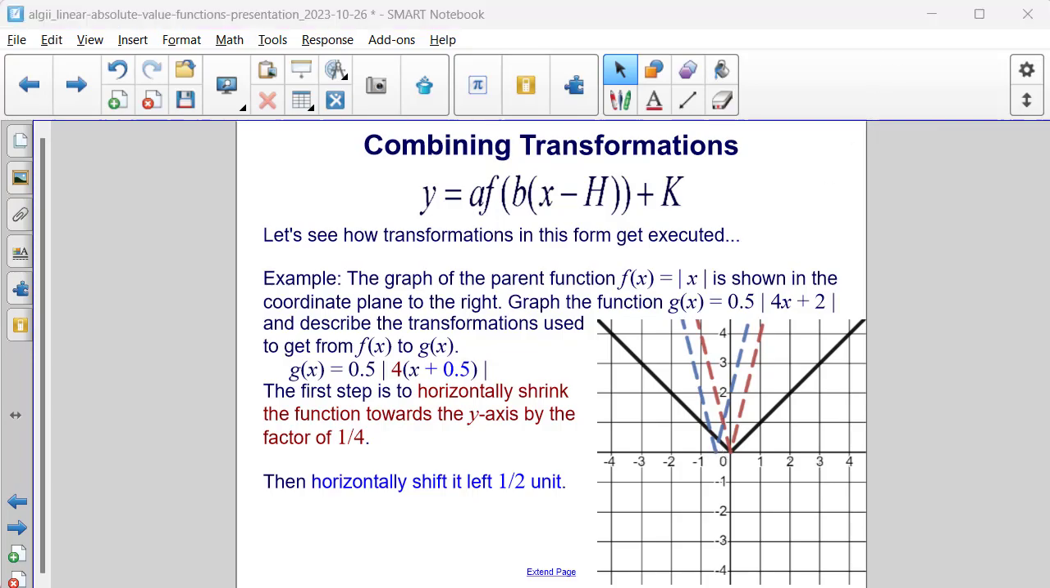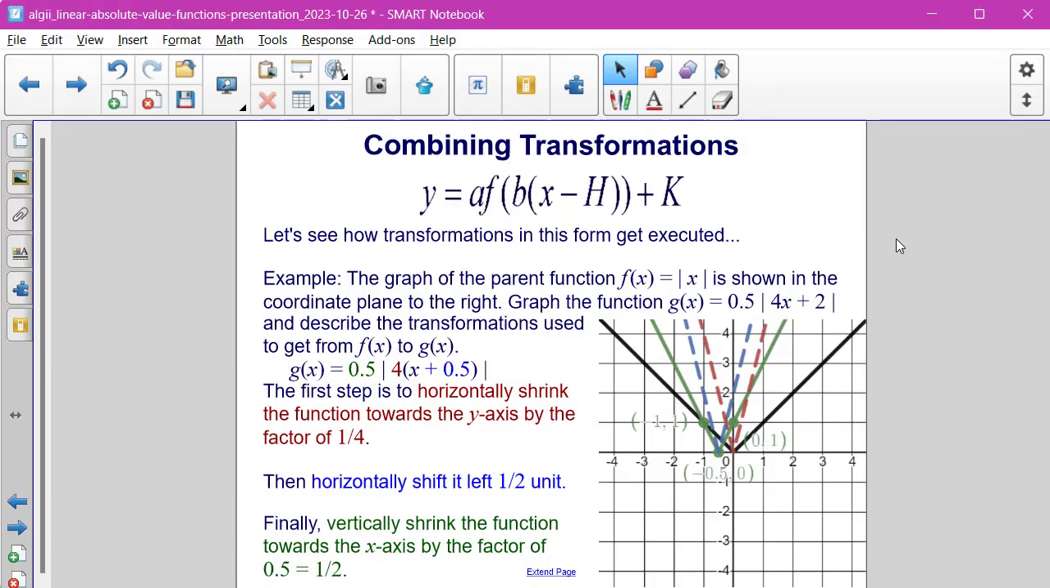And the final step, regardless of the form that we had, is still that vertical shrink of the function towards the x-axis by the factor of 1/2. Now this is also because there is no k at the end of our function. If we did have a k value, we would apply that vertical shift as the very, very last step.